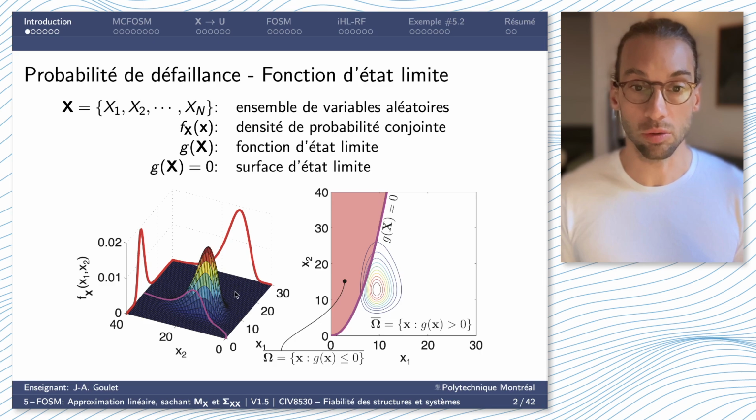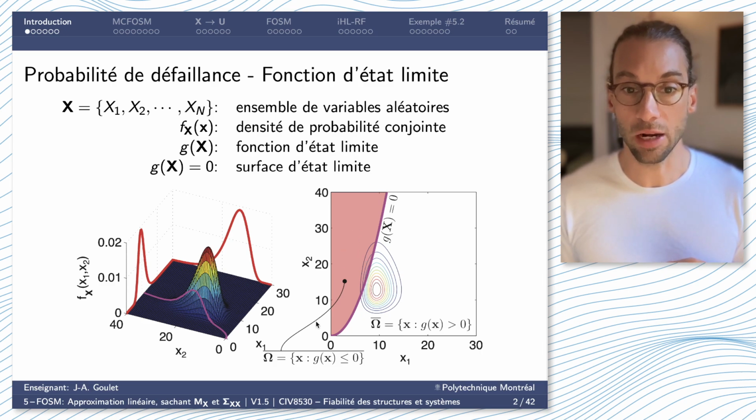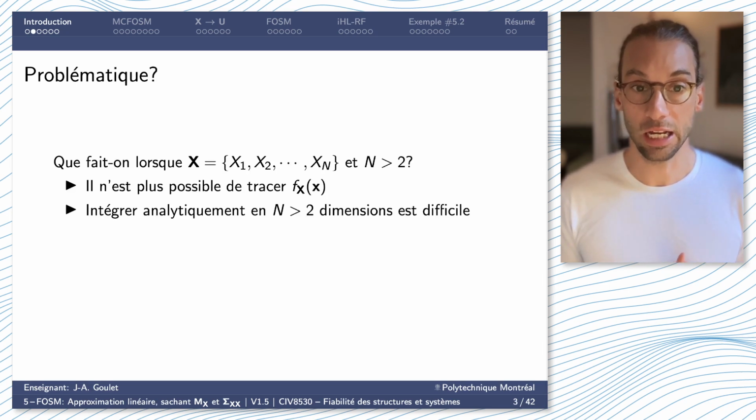So you can see here the representation for a two-dimensional random vector. This is the joint probability density represented here by contours. This is my domain omega, my failure domain: all the x's such that my limit state function is negative.